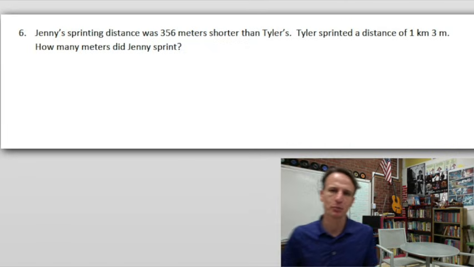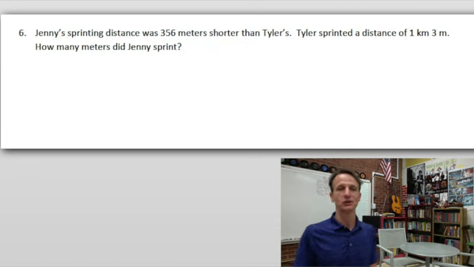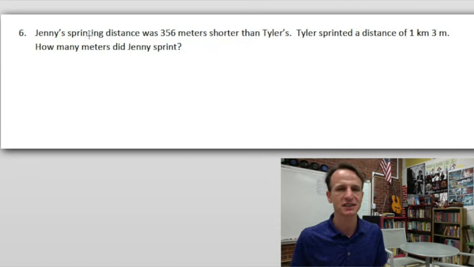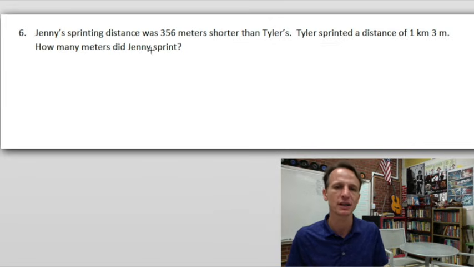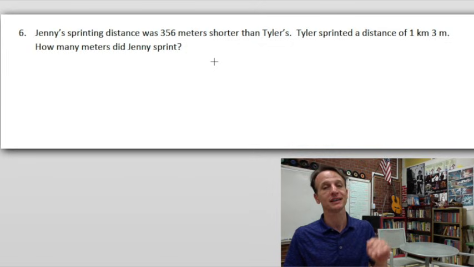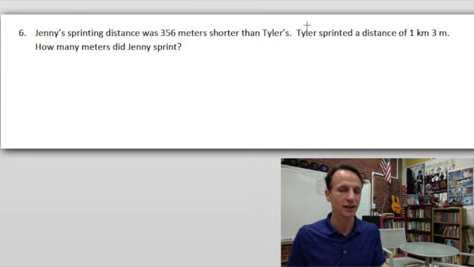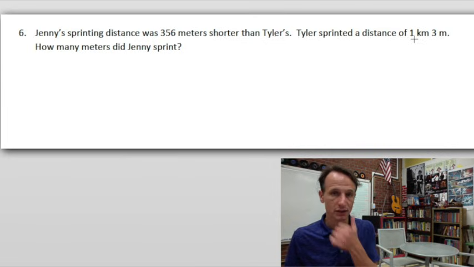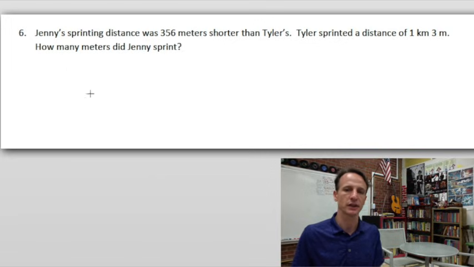All right, we got more people running around like crazy folk here in number 6. Jenny's sprinting distance was 356 meters shorter than Tyler's. And then we're given Tyler's. Tyler sprinted a distance of 1 kilometer, 3 meters. So how many meters did Jenny sprint? Okay, so let's actually start with Tyler, because that's what we know, right?